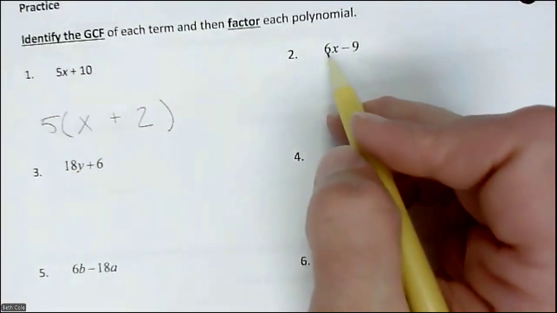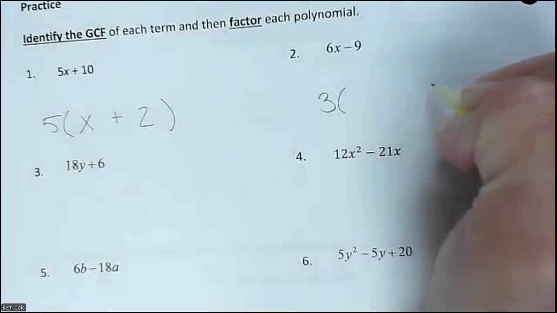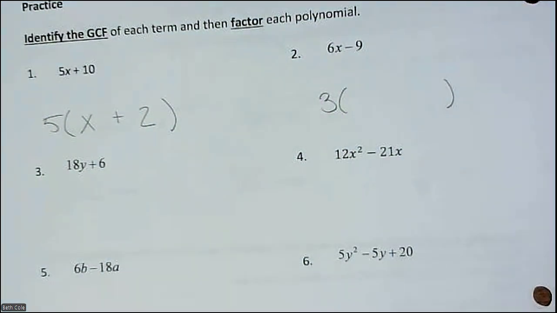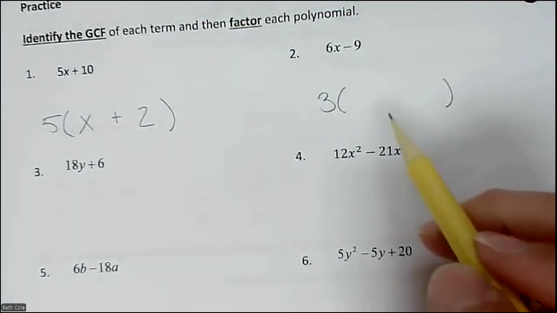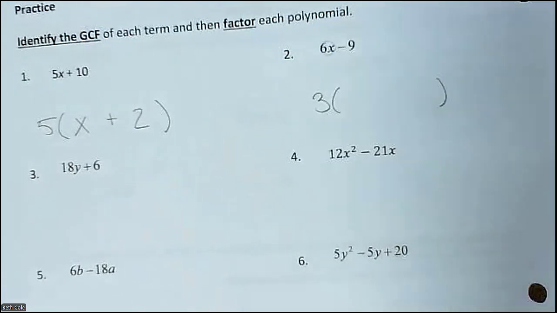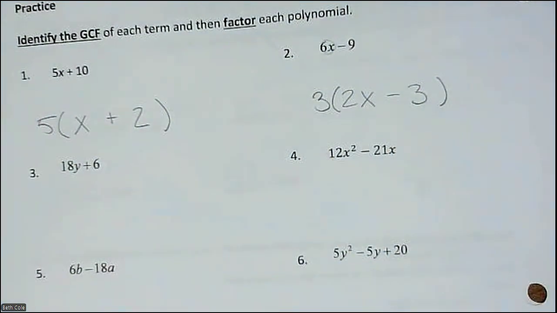All right, looking at this one, what can you divide out of both of them? 3. Good job. Now, if you want to write divide 3, that's fine. I just eventually want you to be able to not have to do that every single time. Just trying to save you some work. So if you take this first term and divide it by 3, 2x, yeah, minus 3. 9 divided by 3 is 3. Good job.